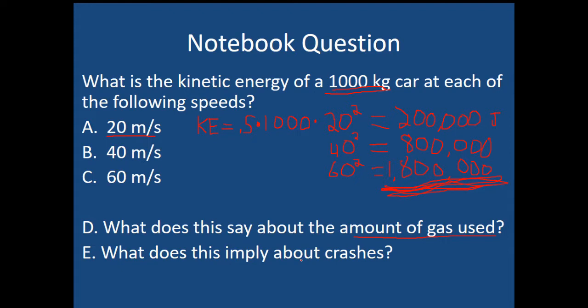What this also means is that if you are in an accident or in a crash, the faster you are moving, the amount of kinetic energy that will be involved in that crash increases very, very rapidly. It's almost increasing exponentially. At 20 meters per second, you have this much kinetic energy. At 40, you have this much. And at 60, you have this much kinetic energy. So what this is telling us is the amount of kinetic energy involved in a crash increases exponentially the faster a vehicle is moving.